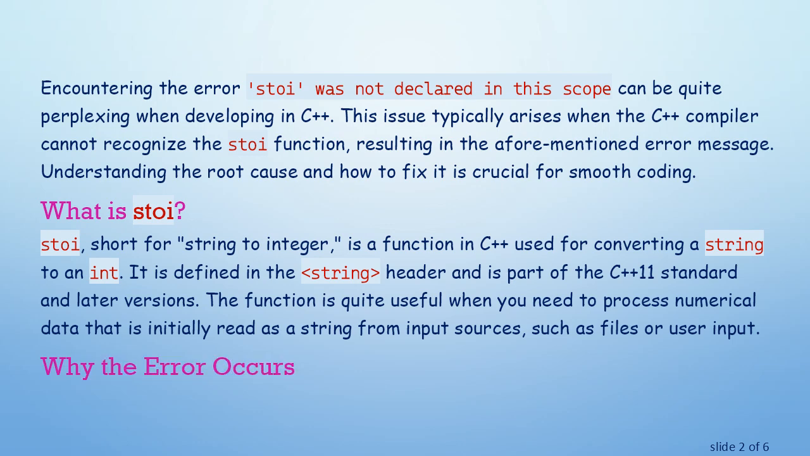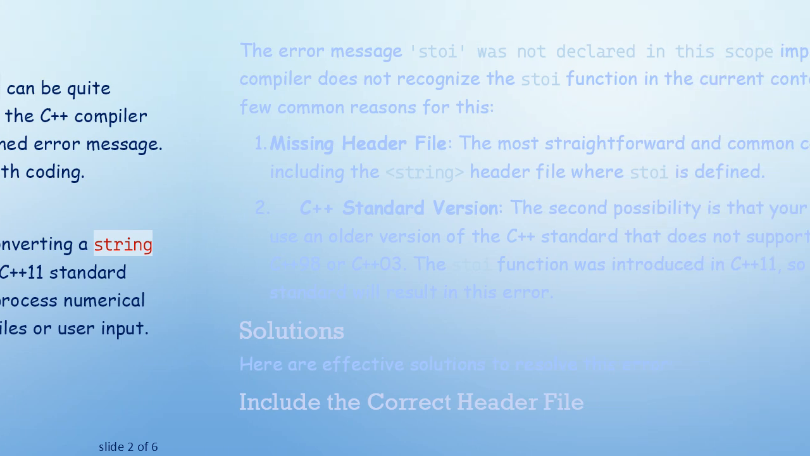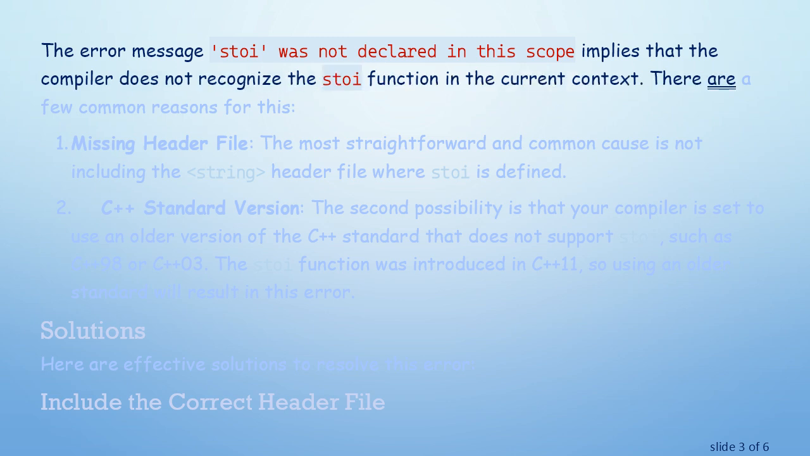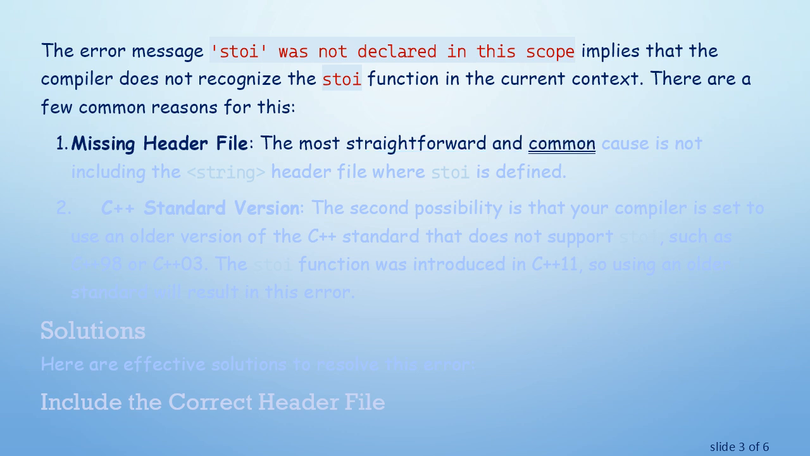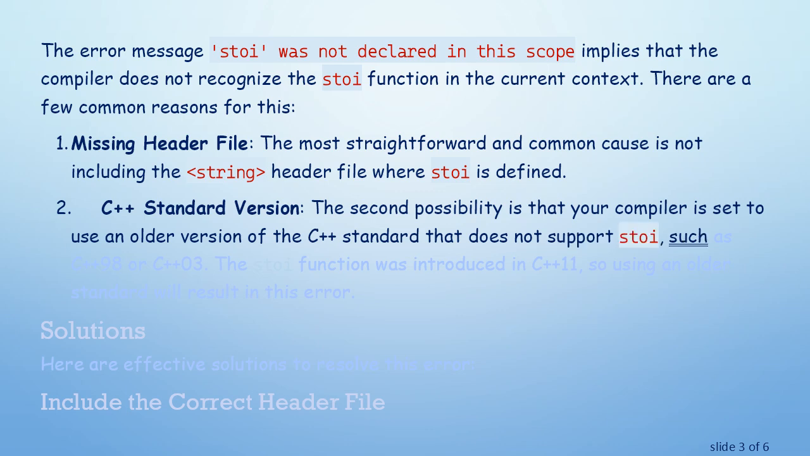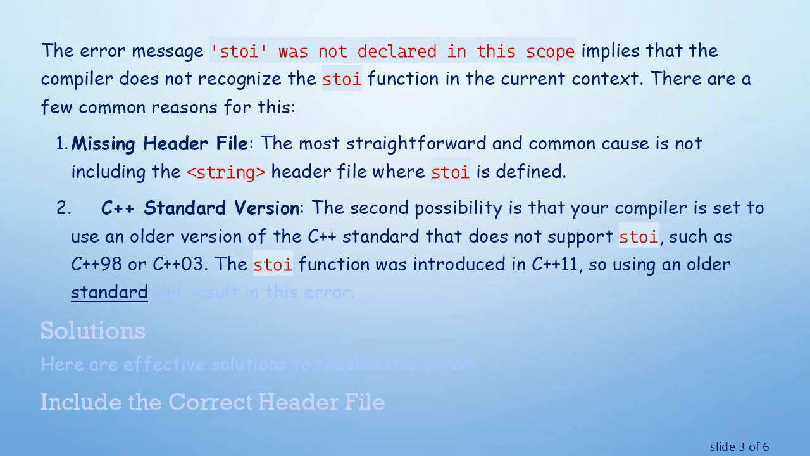Why the error occurs? The error message "stoi was not declared in this scope" implies that the compiler does not recognize the stoi function in the current context. There are a few common reasons for this. Missing header file: the most straightforward and common cause is not including the string header file where stoi is defined. C++ standard version: the second possibility is that your compiler is set to use an older version of the C++ standard that does not support stoi, such as C++98 or C++03. The stoi function was introduced in C++11, so using an older standard will result in this error.